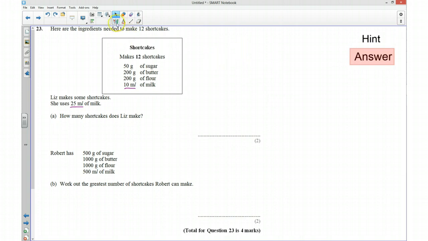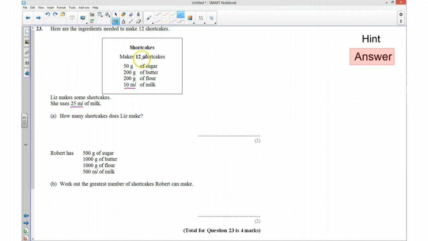Okay, well done if you managed to have a go at that. I'm now going to go over the answers to the questions. So Liz makes some shortcakes. She uses 25 milliliters of milk. In this recipe she's used 10 milliliters of milk to make 12 shortcakes. So that looks like there's going to be 2.5 times as many. So we're going to have 2.5 times as many shortcakes.